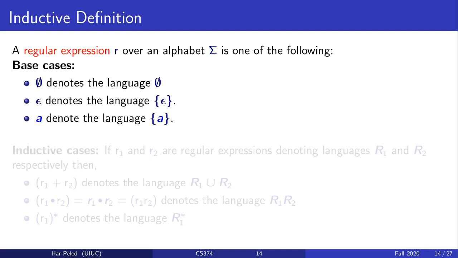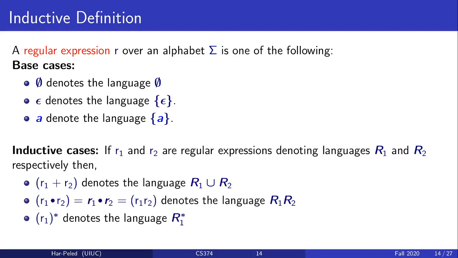Okay, so for a regular expression, we will usually use small letters to write regular expressions to distinguish them from the language itself, which we will write with capital letters. The definition is recursive, and it's similar to what we said before. The base cases are that the empty set denotes the empty language, the language with no strings. Epsilon denotes the language that contains one string, which is the empty string. And a single character denotes the language that contains one word, which is this character.